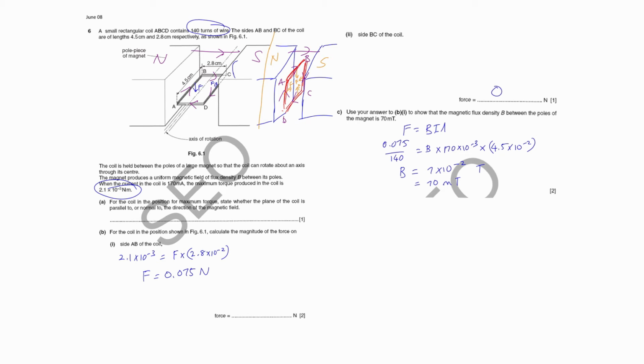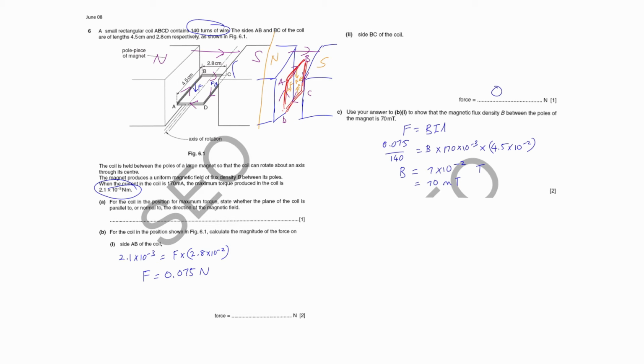Now, what happens when you rotate the coil? You can use Fleming's left hand rule again and test it out. You will notice that the force on AB will be downwards, the force on CD will be upwards, the force on BC will be out of the plane of paper, and the force on AD will be into the plane of paper.